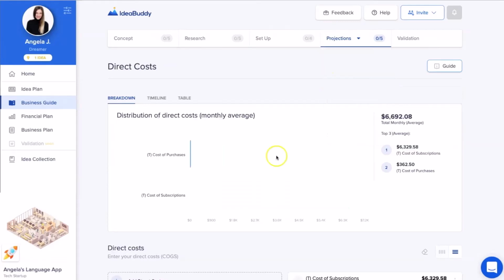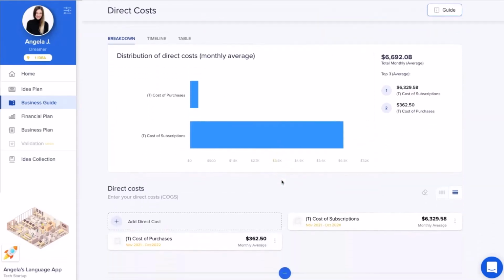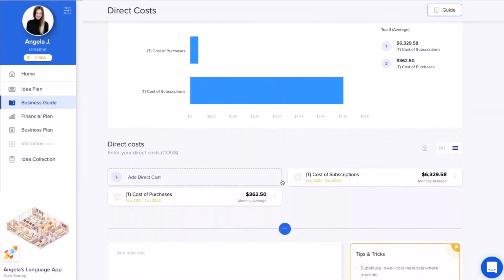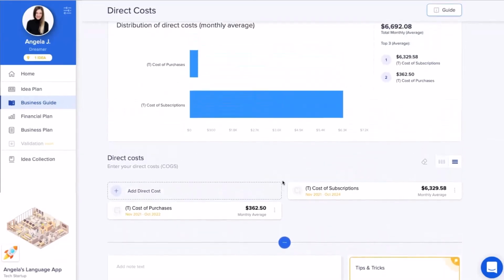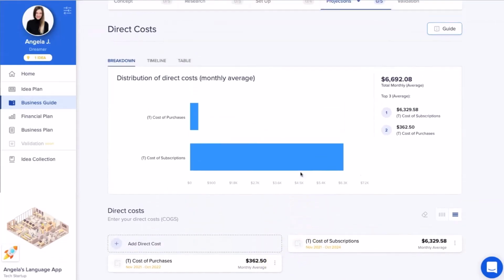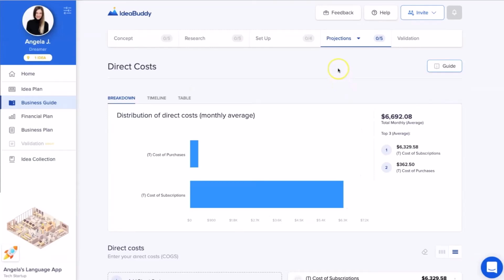Let's take a look at the direct costs. Direct cost, or the cost of sales, are the costs tied directly to the product or service itself. So this may be material cost or the labor it takes to create or make something. Whatever is tied directly to what you're introducing into the market, this is your direct cost.